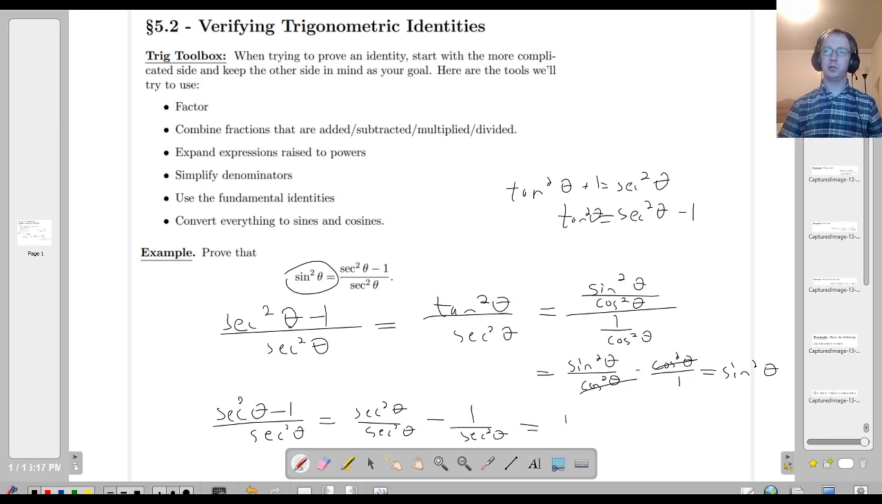If you do that, this first one becomes 1, and 1 over secant is cosine, and 1 minus cosine squared, according to the Pythagorean identity, is sine squared. So there's multiple ways that you can solve these problems.